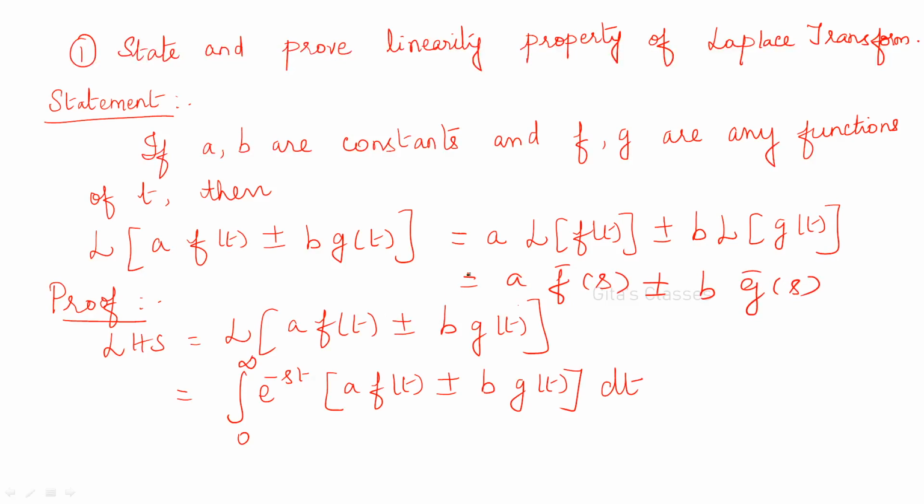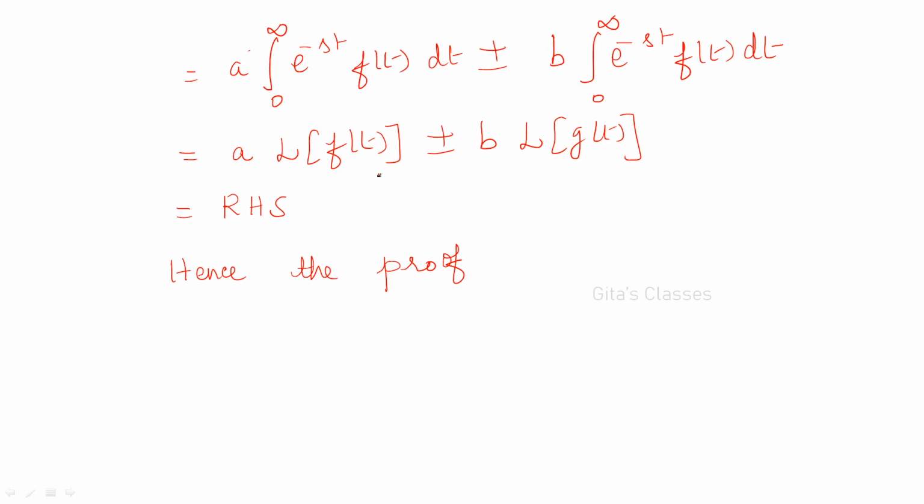So how to prove that? Consider the LHS. By definition it is the integral from 0 to infinity of e power minus st times a f of t plus or minus b g of t. We know that integration is linear, so I can take the constants outside and split the two functions f of t and g of t. So I can write it as a into the integral from 0 to infinity of e power minus st f of t dt plus or minus b into the integral from 0 to infinity of e power minus st g of t dt.